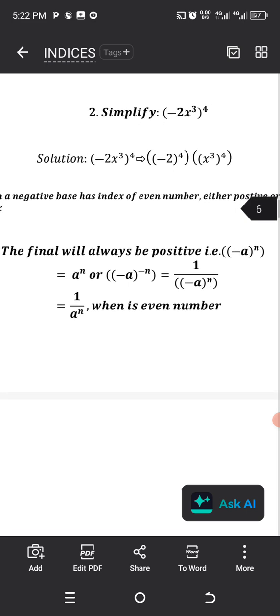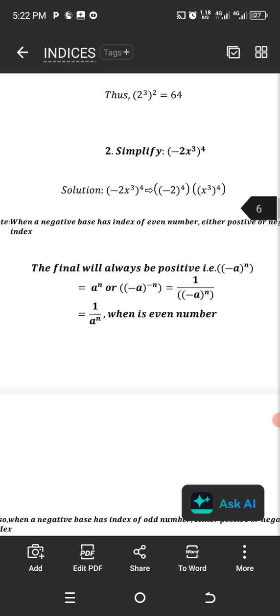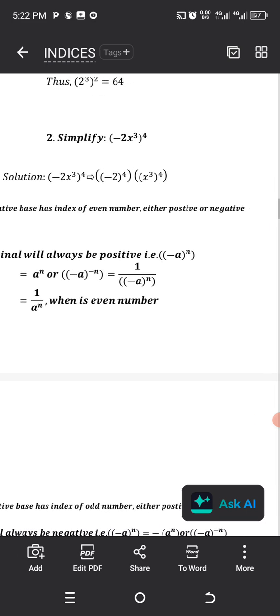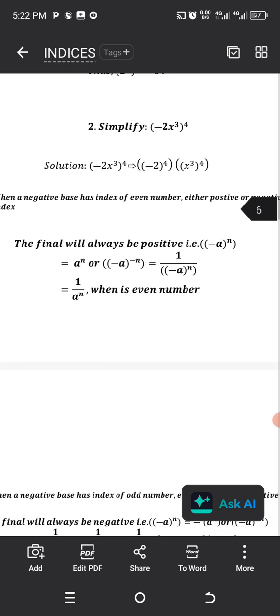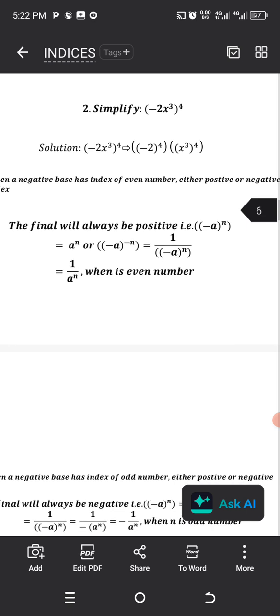So that's why I'm giving you this note, this keynote. When a negative base has an index of even number, either positive or negative index, the final answer will always be positive. That is, when you are having a negative base in a parenthesis and everything is to power n, whether your n is positive or negative, the main thing is once your base is negative and your index is an even number, definitely you are going to get a positive number.